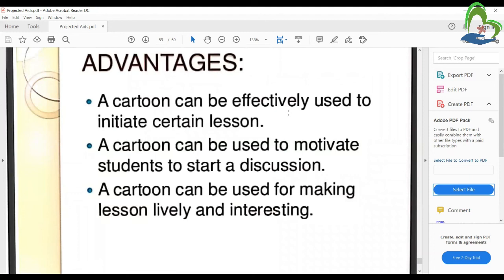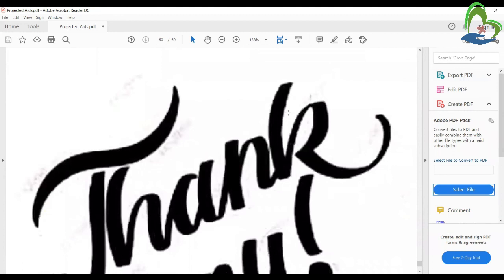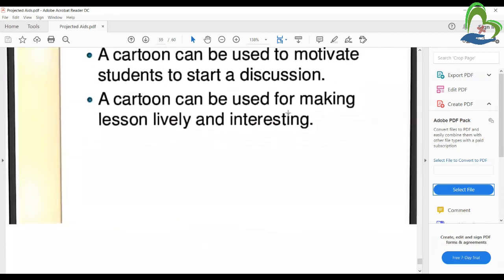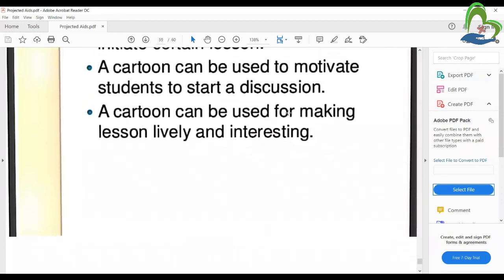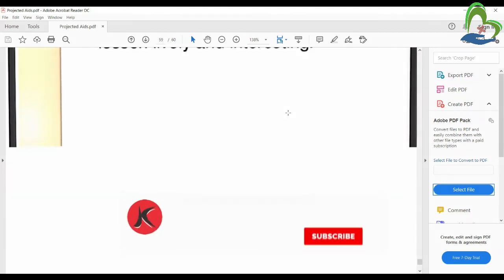A cartoon can be used for making a lesson lively and interesting. So whenever you see cartoons, a music system is also available, and there are different cartoons nowadays like Shinchan and Doraemon. So whenever you see pictures like that in reality, the memories stay in the mind, right? So the Cartoon Network is very effective and very interesting for students and the kids also.